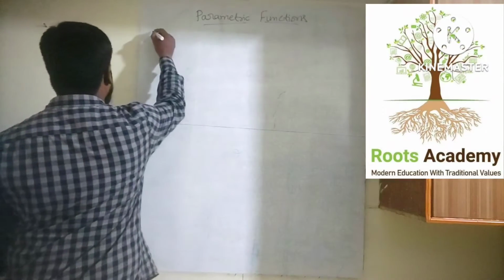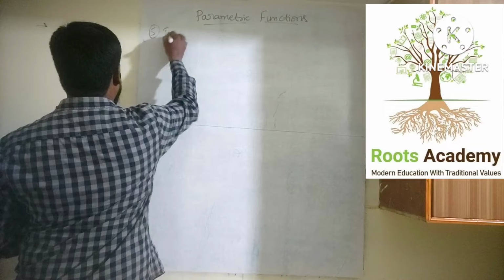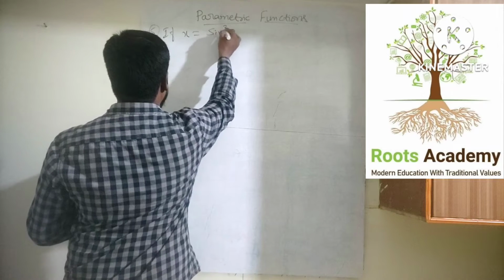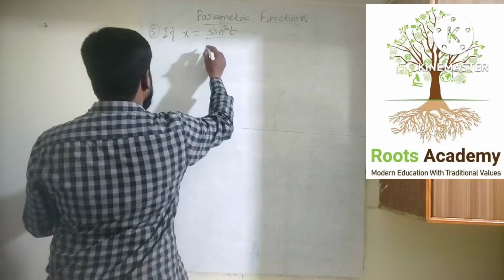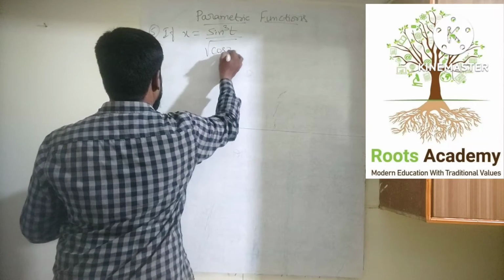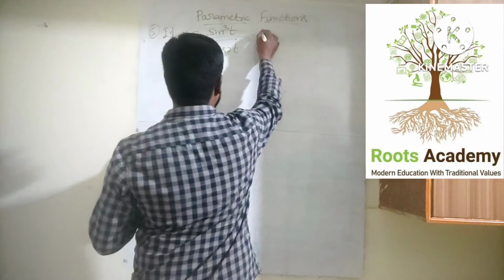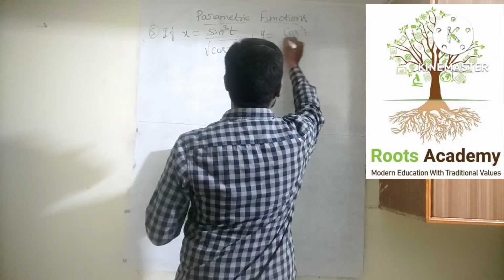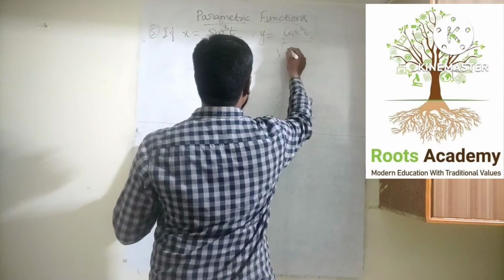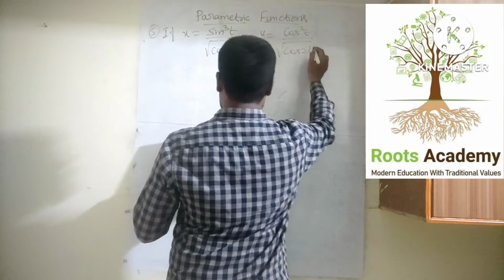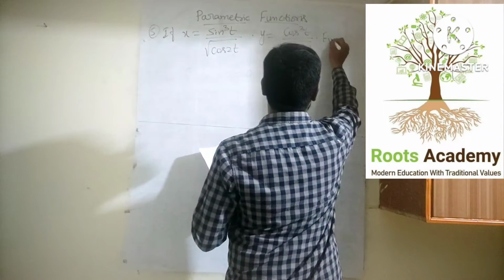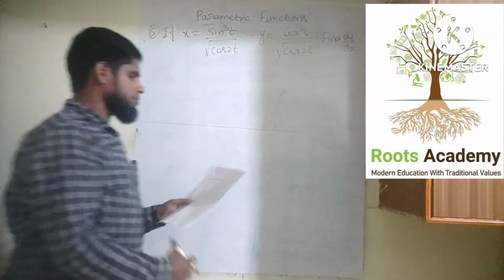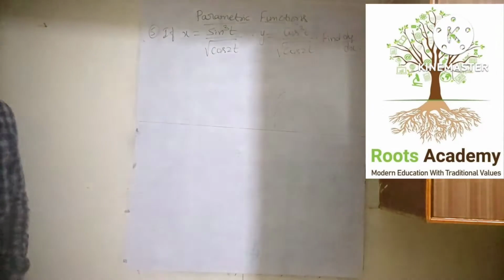The next problem. If x is equals to sine cube t divided by root of cos 2t, y is equals to cos cube t divided by root of cos 2t, find dy by dx.